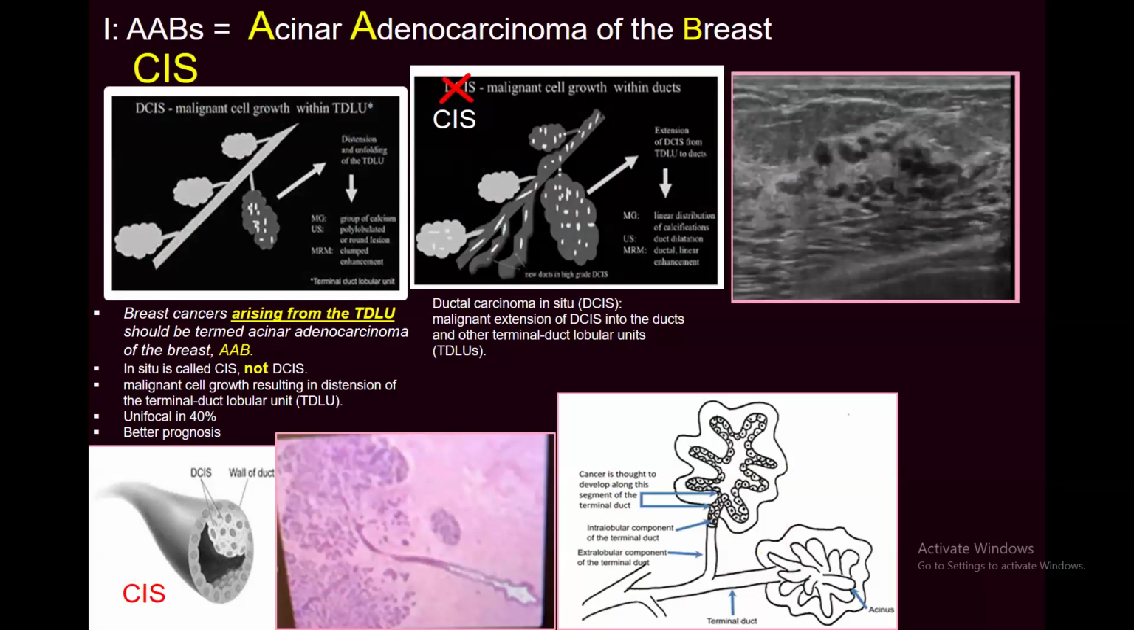The AAB, as we mentioned, the in situ of which is called CIS, not DCIS, CIS. You see, it arises in the lobule. Most of the time, or 40%, it is unifocal. It has a better prognosis, especially if it is small. You see, unifocal and small has a good prognosis, up to 93% or something.